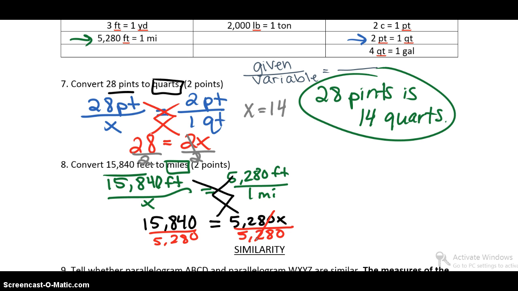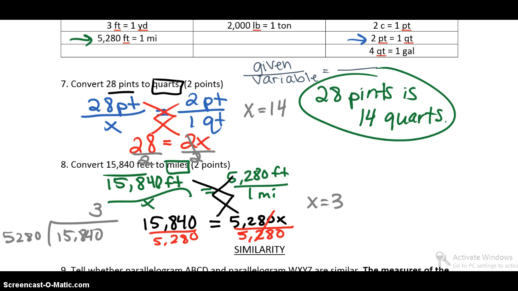Those 5,280s cancel out on the right side, and we're left with 15,840 divided by 5,280. So again, we have top dog in the house, 15,840, 5,280 on the outside, and we end up getting a nice even number of 3. So our x equals 3, but again, we need to make sure we put a statement for our final answer.